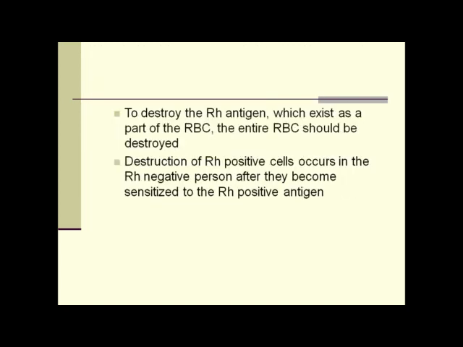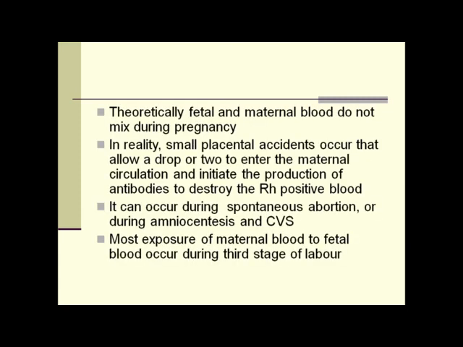To destroy the Rh antigen, which exists as a part of the RBC, the entire RBC must be destroyed. Destruction of Rh positive cells occurs in an Rh negative person after they become sensitized to the Rh positive antigen. Theoretically, fetal and maternal blood do not mix, but in reality, small placental accidents occur that allow a drop or two to enter the maternal circulation and initiate the production of antibodies to destroy the Rh positive blood.